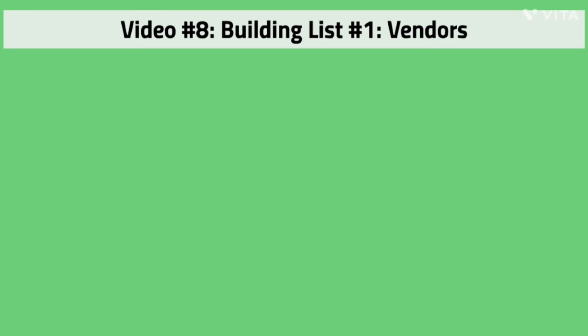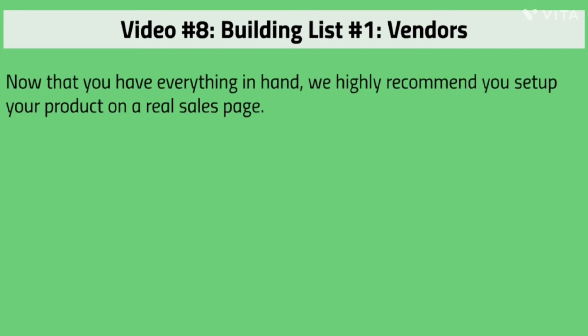Now, this is not necessarily required, but this is going to help you get more yeses. So once you have everything in hand, what we highly recommend is that you set up your product on a real sales page. Now, you might be thinking, oh, this is so hard to do, but in reality, what I recommend is taking what you learned in the previous video about getting a script written, finding a video spokesperson on Fiverr to read that script. All you have to do is the same thing.